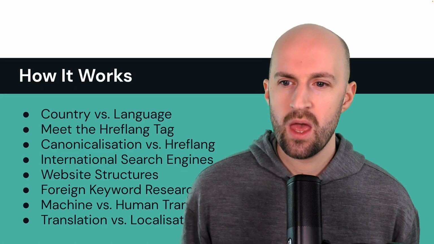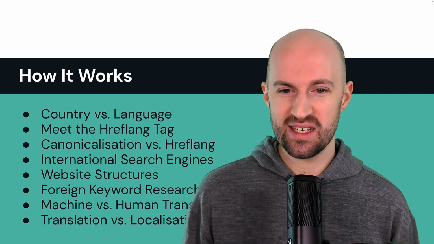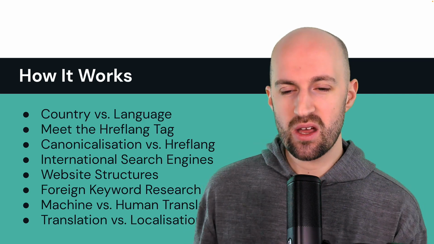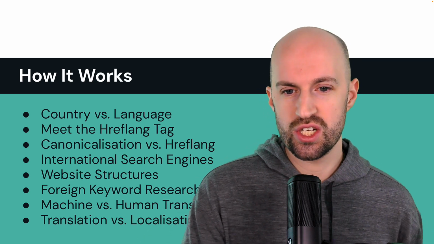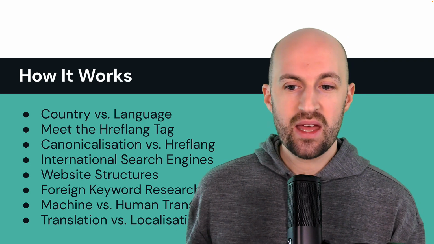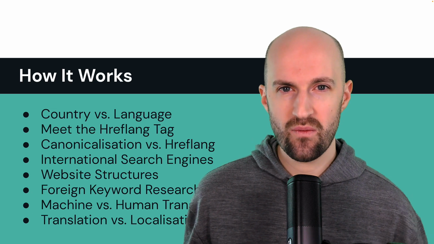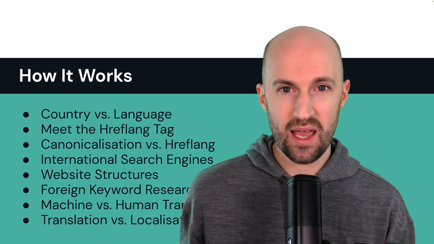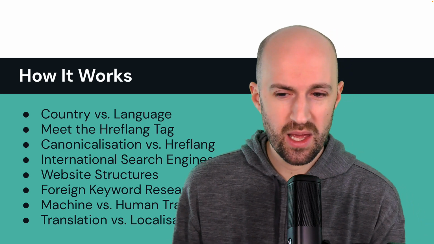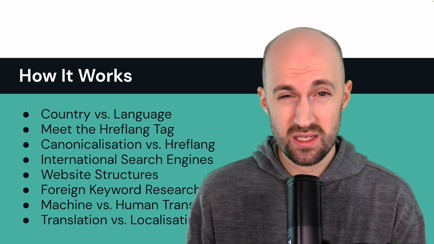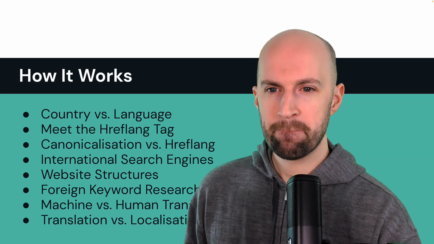So how does it work? We're going to be talking about country versus language. You'll be meeting the Hreflang tag and what that actually is. We'll be talking about the difference between canonicalization versus Hreflang. We'll talk about international search engines and which ones are out there. And then the different website structures. This is the key one, where you'll learn how to actually structure your website for language, country, or language and country. And then foreign keyword research, how to best do that. We'll talk a quick bit about machine versus human translation. This is a big topic. And then finally, translation versus localization, what the difference is.